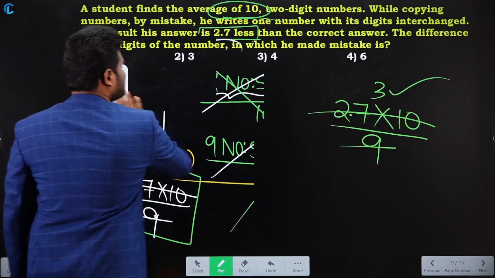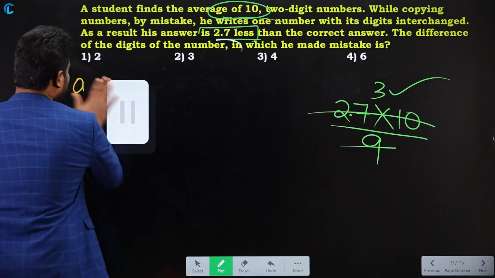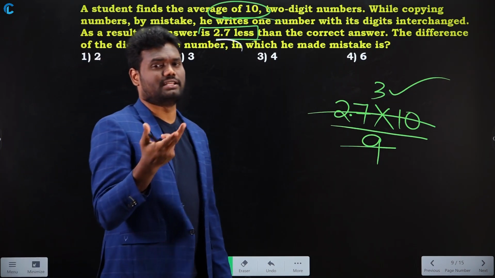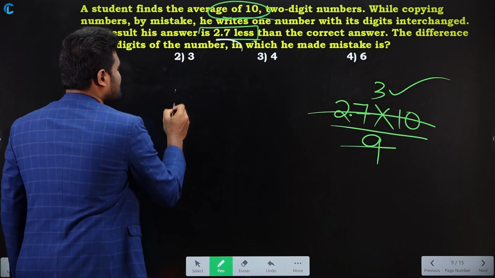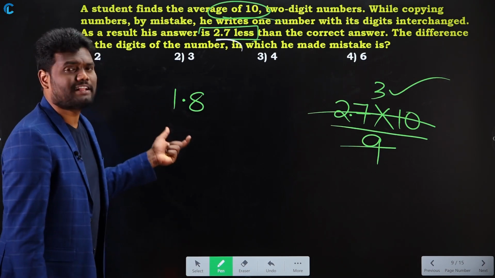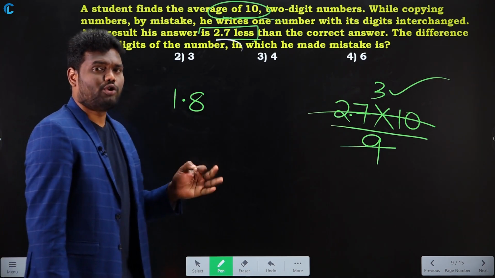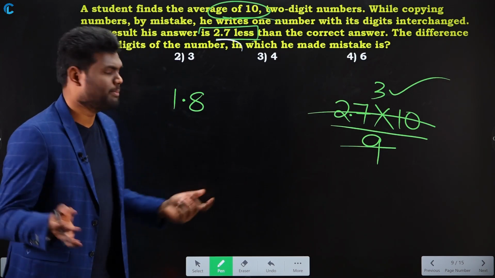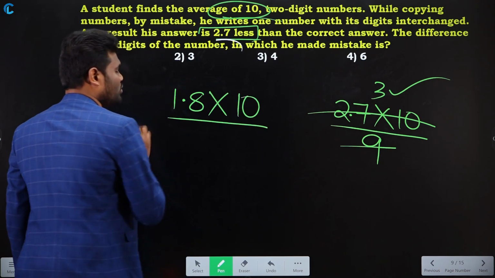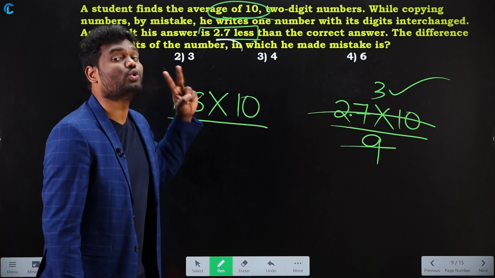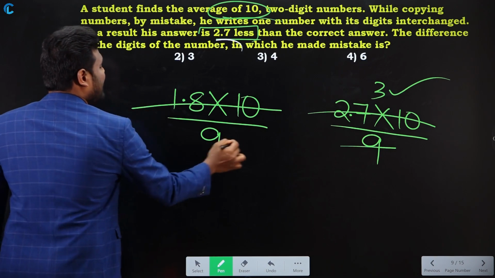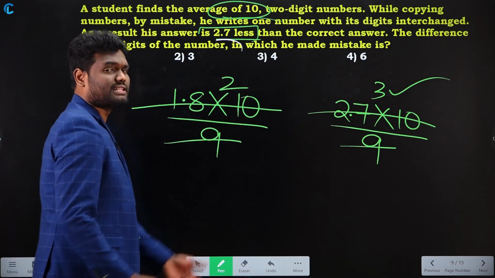Okay. Now let us take one more question. Again the same question. Due to this, out of these 10 numbers, one number is interchanged. As it is interchanged, the average difference is 1.8. Now your question is, what is the difference between those digits? Simple, as it is 1.8 and you have 10 numbers, this is 1.8 into 10. As they are 2-digit numbers, divide by 9. 1.8 into 10 is 18. 18 divided by 9, how many times? 2 times. So the answer is 2.